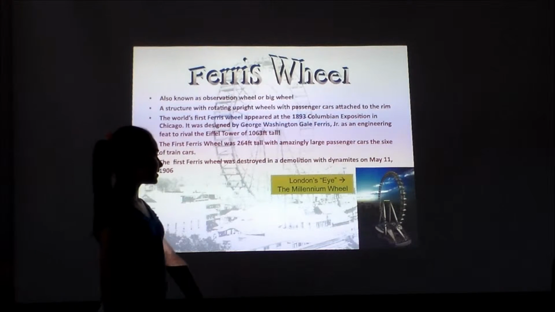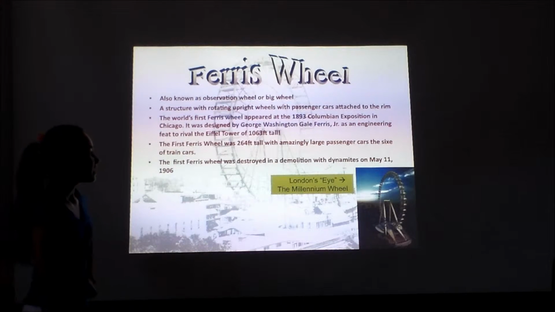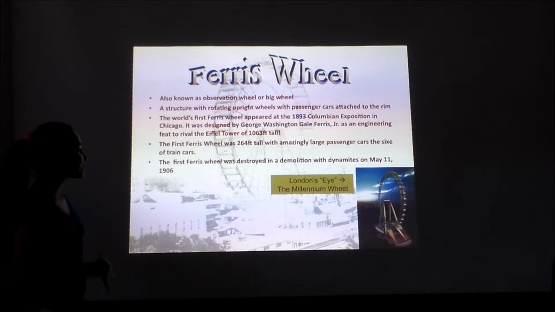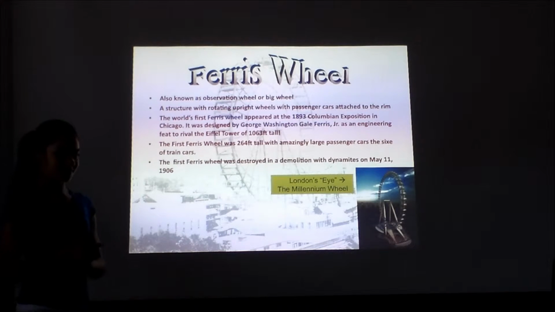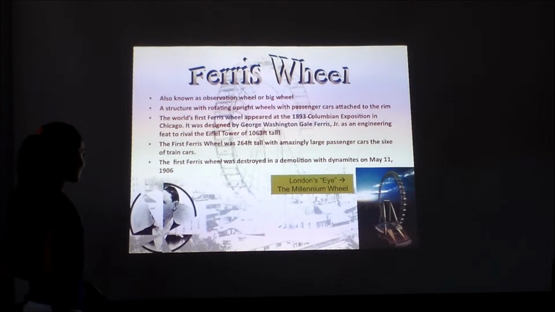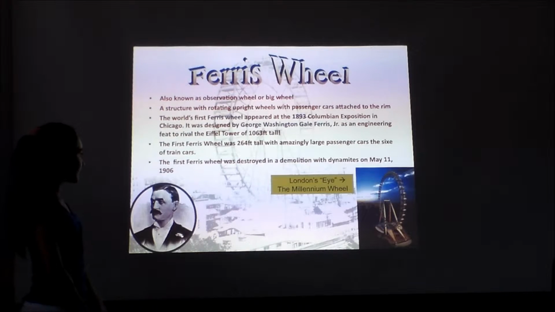This is the Millennium Wheel in London. If anyone's watching the Olympics, you can actually see it in the background sometimes when they show the aerial shot of London. So it's like a very large, modern Ferris wheel. This is George Washington Gale Ferris Jr.